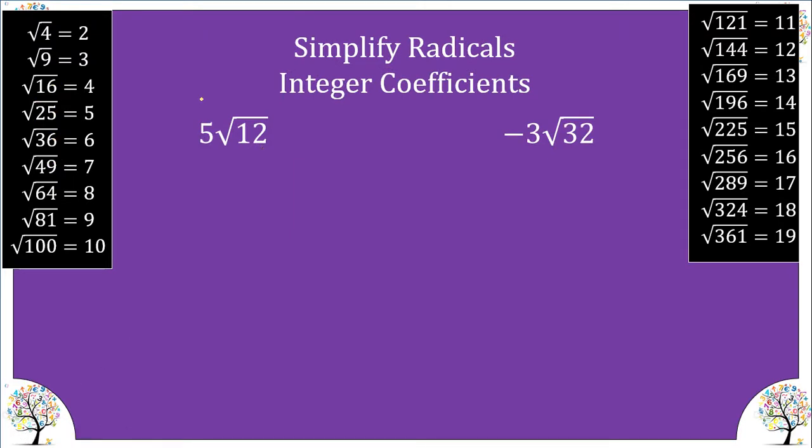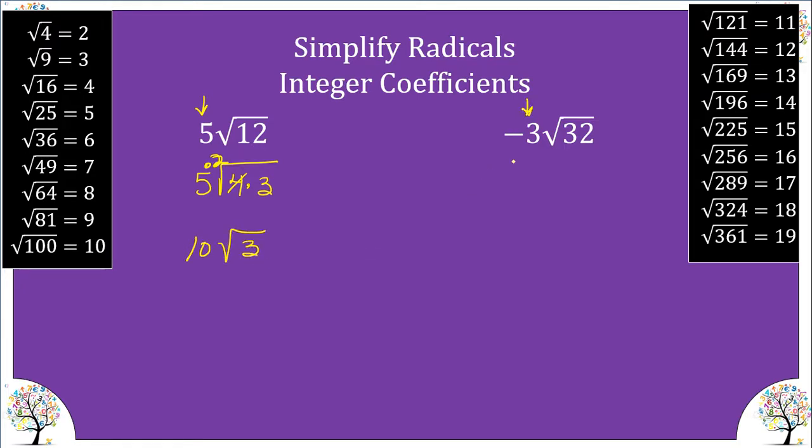Now let's take a look when we already have a coefficient on the outside of our expression. So we have 5 times the square root of 12. Bring down your 5. Rewrite 12. 4 goes into 12, and 4 is a perfect squared number. When I take the square root of 4, I get 2. And I'm going to multiply it by the coefficient that's already out here. So 5 times 2 gives me 10 root 3.